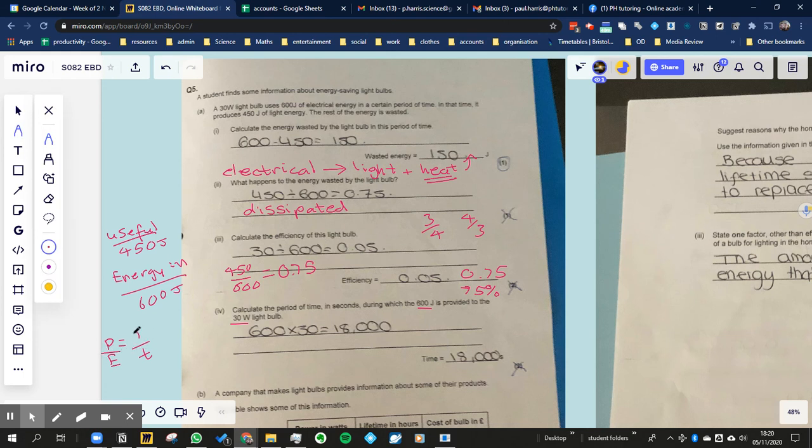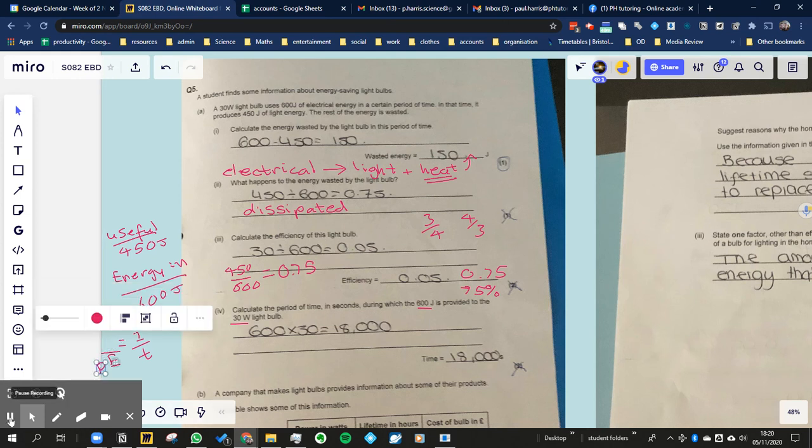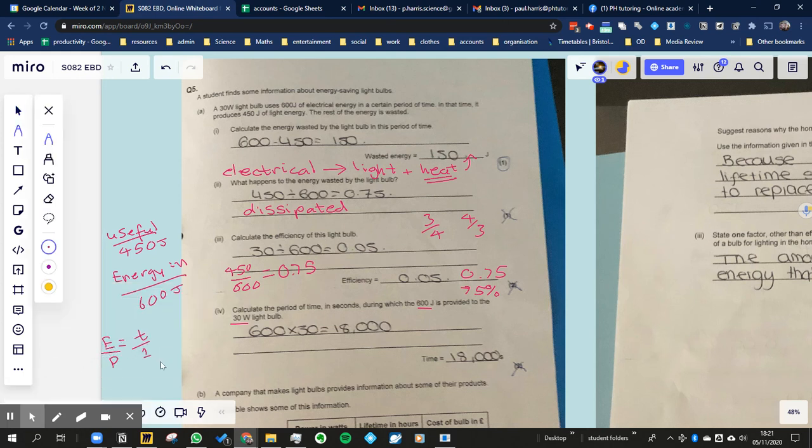And then, because you've got two fractions, you're allowed to flip them over. So I'm going to turn both fractions upside down. So now I've turned them upside down. Of course, T divided by 1 is just going to be T. And that's our answer: the energy divided by power.